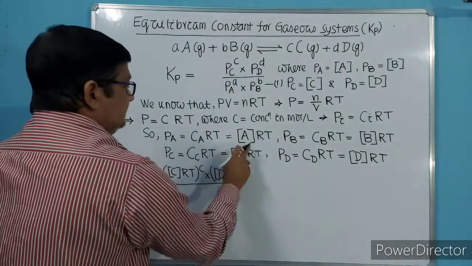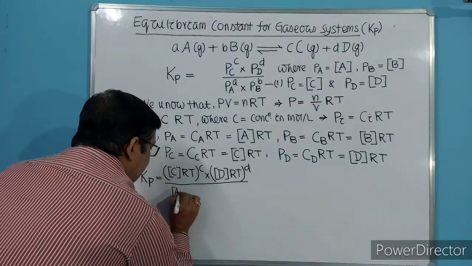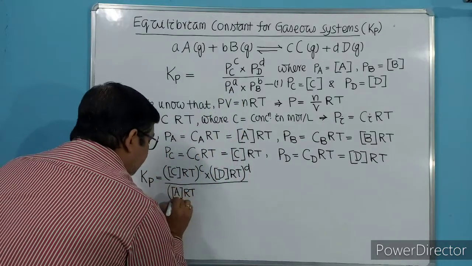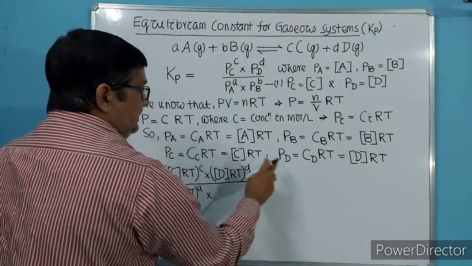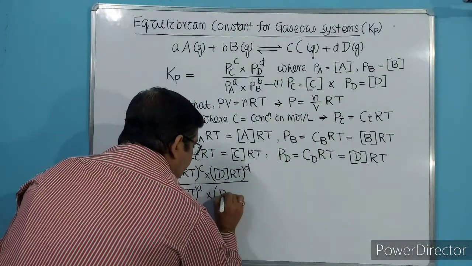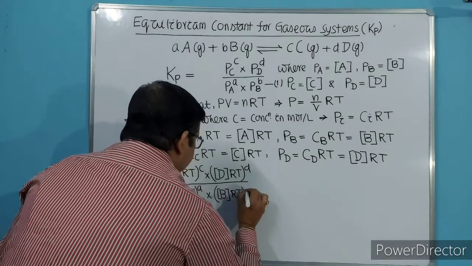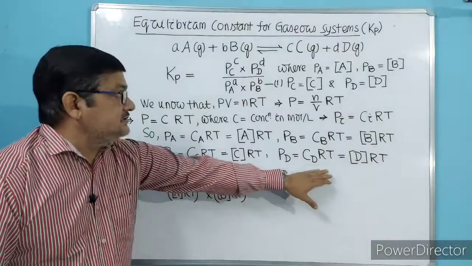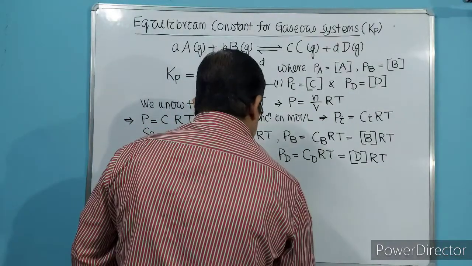PA. PA means concentration of A into RT, so concentration of A into RT to the power A, into PB. PB means concentration of B into RT, so concentration of B into RT to the power B. So simply putting these values in equation 1, we will get this one. Now expand it.